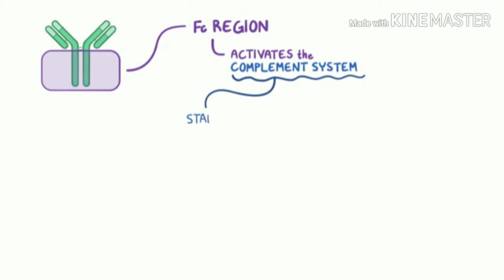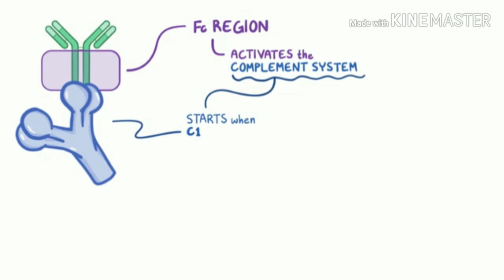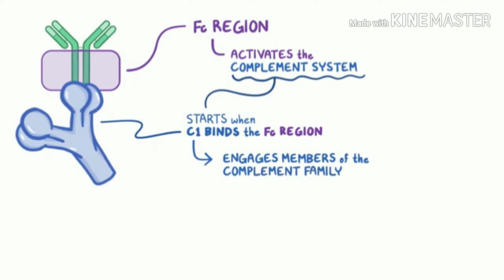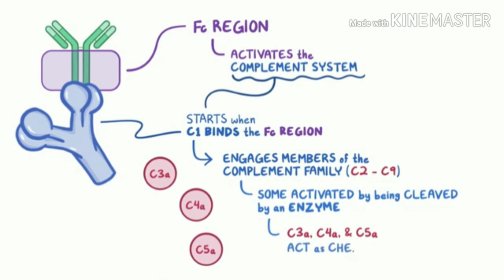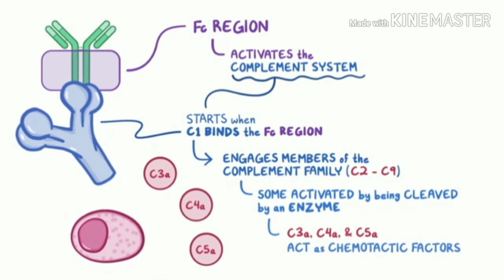The process gets started when C1, the first of the complement proteins, binds to the FC region of the antibody. C1 then engages other members of the complement family, C2 through C9, some of which are activated by being cleaved or chopped by an enzyme. The cleaved fragments, C3a, C4a, and C5a, act as chemotactic factors, meaning they attract certain cells, in this case the mast cells.